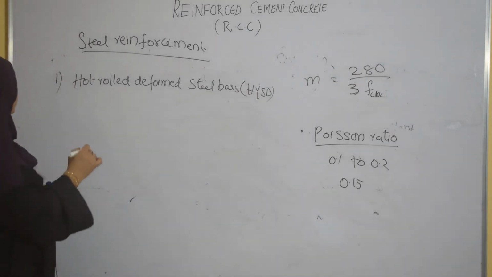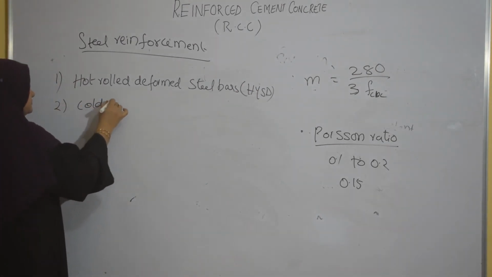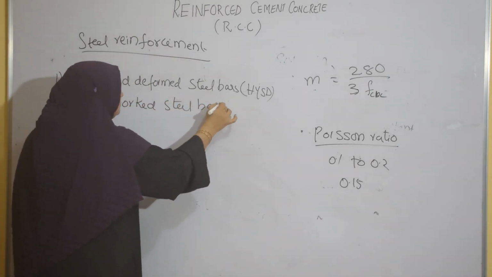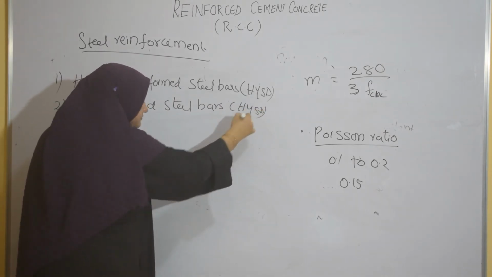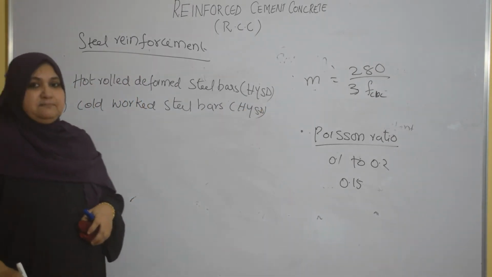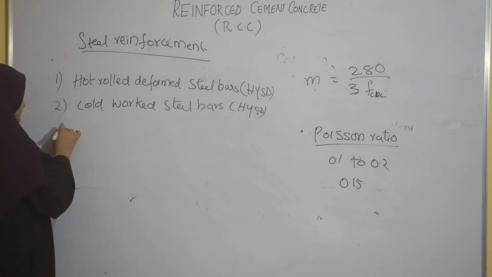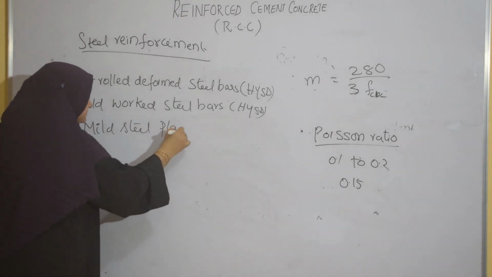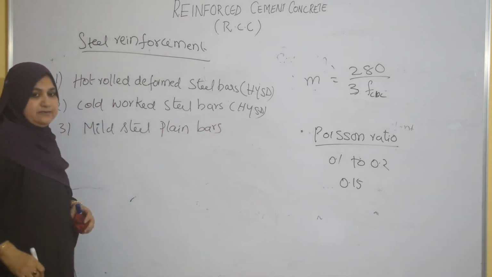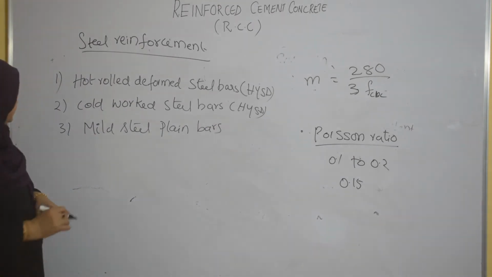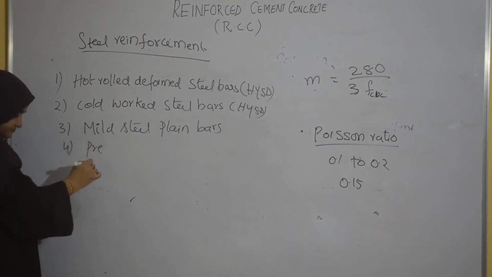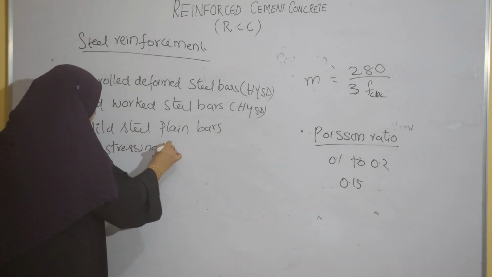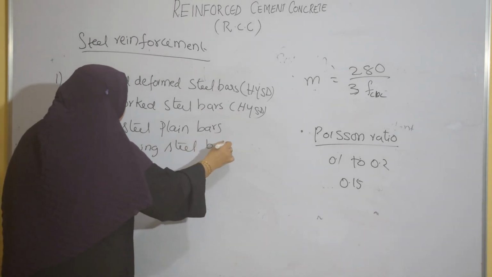Second is cold worked steel bars. They are also HYSD. Third is mild steel bars. They are plain, so they are called mild steel plain bars. Last, the fourth one is pre-stressing steel bars. So in short, we'll discuss what this is.